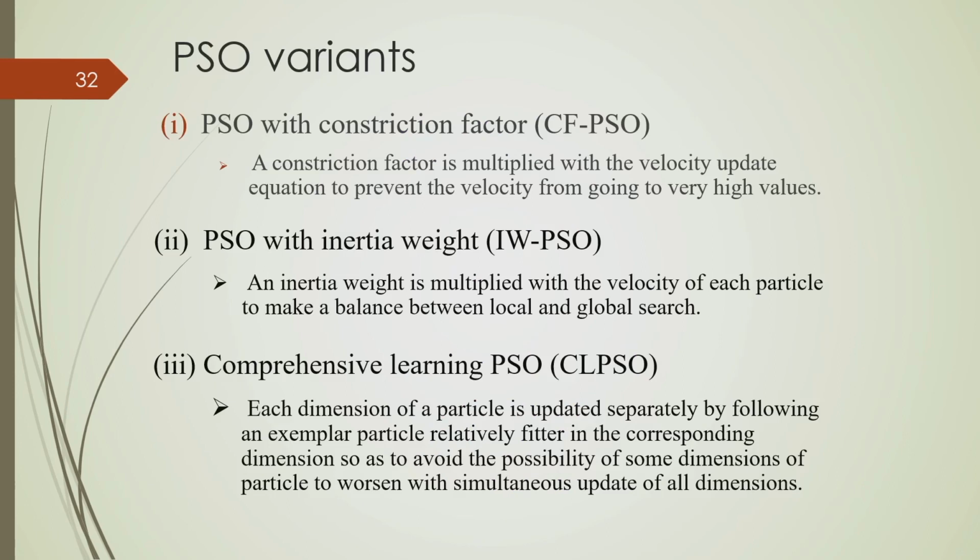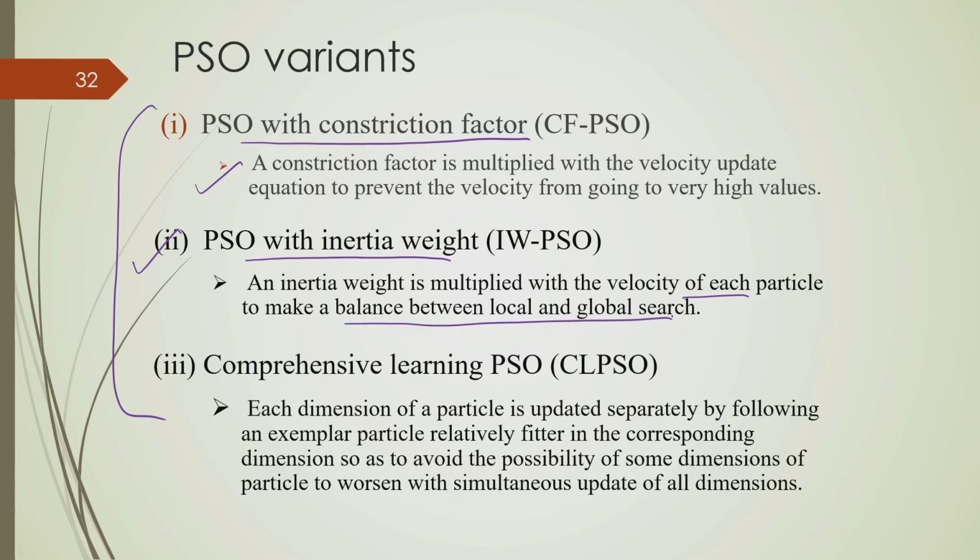Now, we have used 3 PSO variants. As I mentioned, one is PSO with constriction factor, where one factor is multiplied with this velocity update equation, and that factor may have a constant value or an iteratively changing value. Similarly, the second variant has an inertia weight multiplied with the velocity, and the idea of that inertia weight is to make the balance between local and global search.